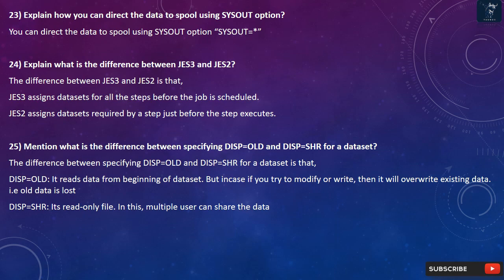25. Mention what is the difference between specifying DISP=OLD and DISP=SHR for a dataset. With DISP=OLD, it reads data from the beginning of the dataset. But in case you try to modify or write, then it will overwrite existing data, i.e. old data is lost. DISP=SHR is a read-only access. In this, multiple users can share the data.